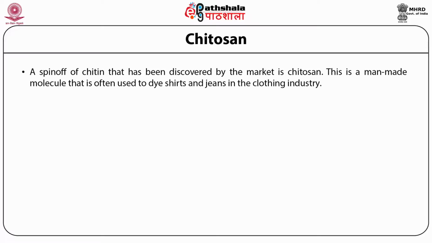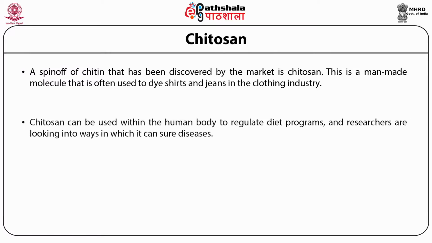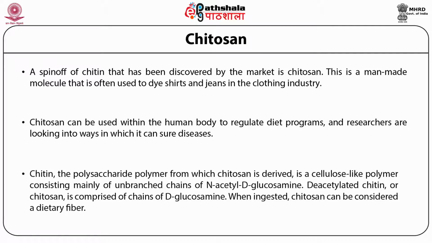Chitosan is a spin-off of chitin that has been discovered by the market. This is a man-made molecule that is often used to dye shirts and jeans in the clothing industry. Chitosan can be used within the human body to regulate diet programs, and researchers are looking into ways in which it can cure disease. Chitin, the polysaccharide polymer from which chitosan is derived, is a cellulose-like polymer consisting mainly of unbranched chains of N-acetyl D-glucosamine. Deacetylated chitin, or chitosan, is comprised of chains of D-glucosamine. When ingested, chitosan can be considered a dietary fiber.